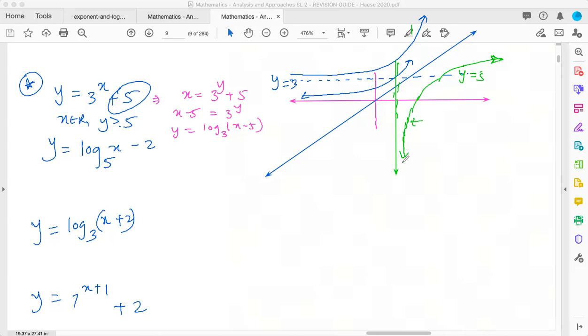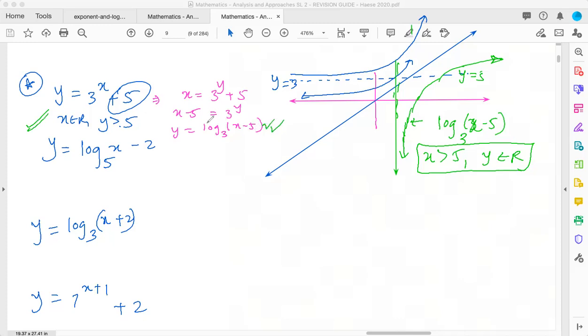So here, if I look at the domain for the log function, this is log of x minus 5 to the base 3. Here the domain is x more than 5 and the range is y belongs to all real numbers. So as you can see, the domain and range are getting interchanged. That's how you link up these two questions.